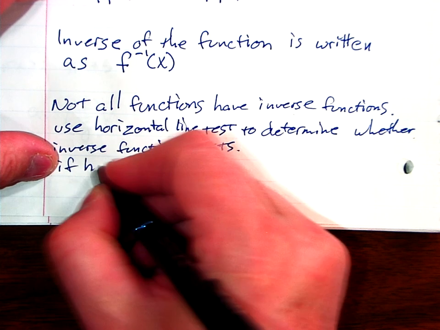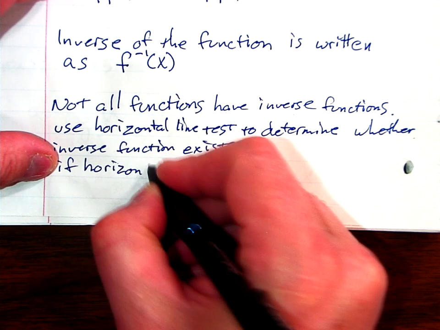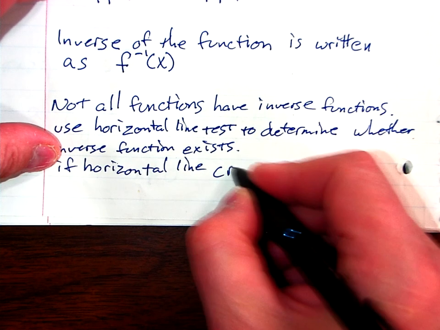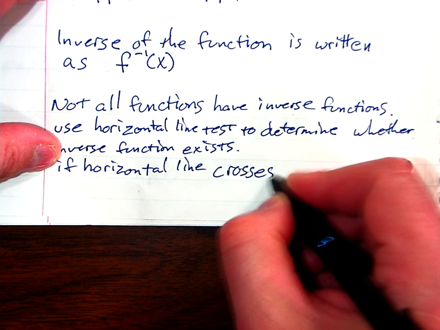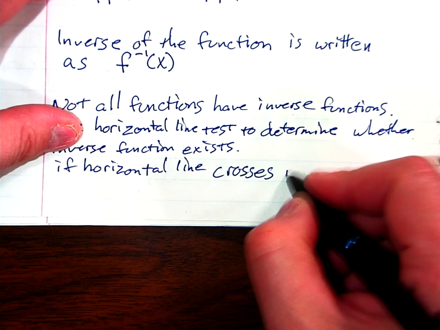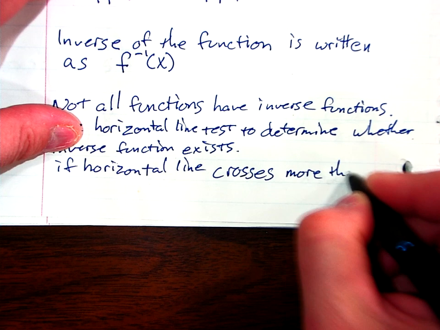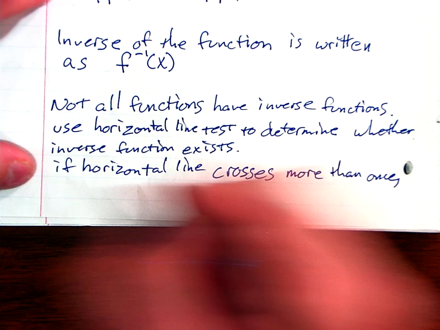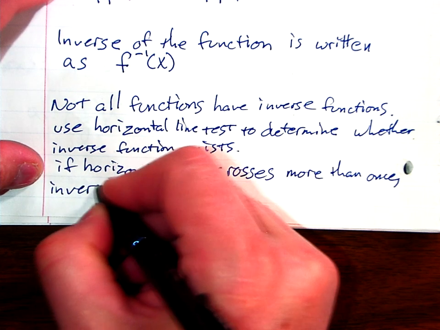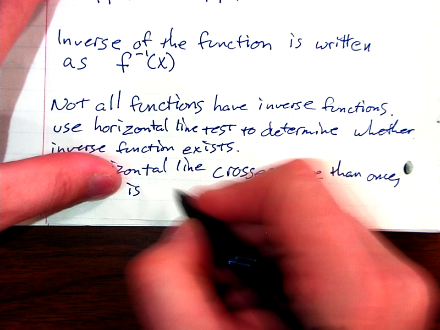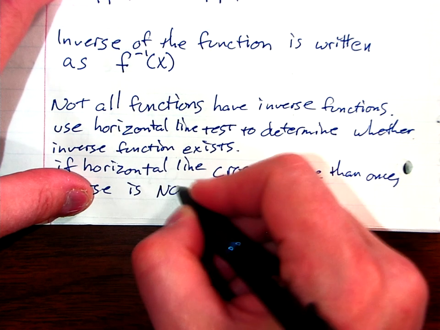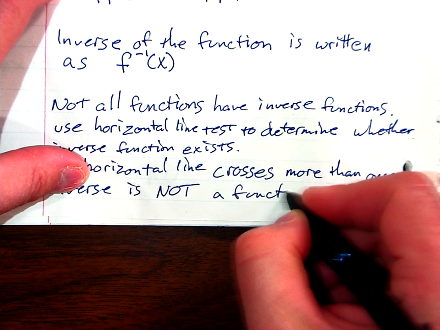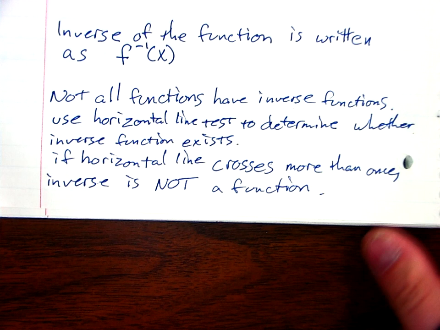If a horizontal line crosses more than once, inverse is, I'm going to write this as capitalized, not a function. And I'll give you a chance to catch up if you need to before I give you an example.